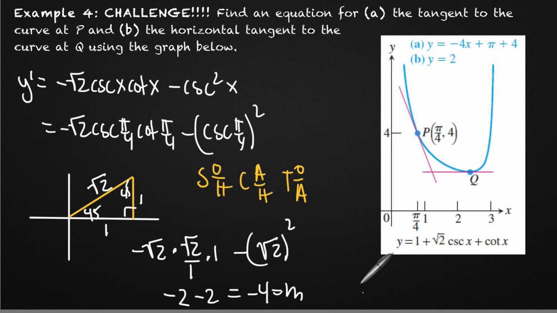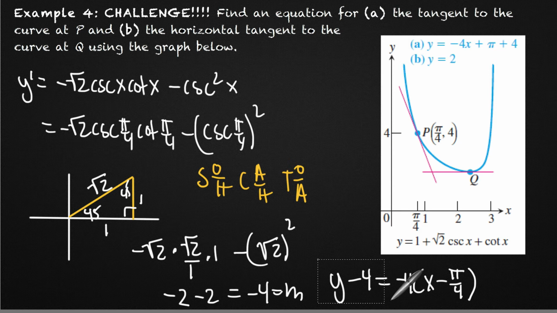So let's go ahead and write our equation for the tangent line. So y minus the y-coordinate of point P, which is 4, equals the slope, -4, times x minus the x-coordinate of point P, which is pi over 4. And even though the book solves it for y, in most problems it is sufficient if you leave it in point-slope form.